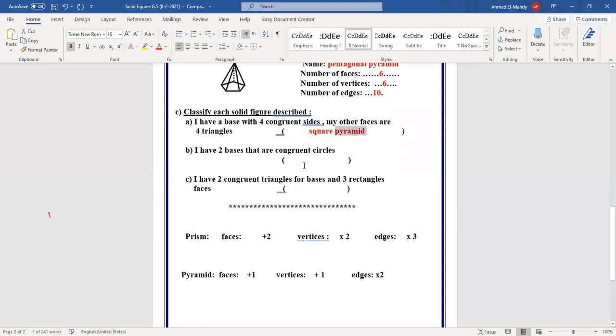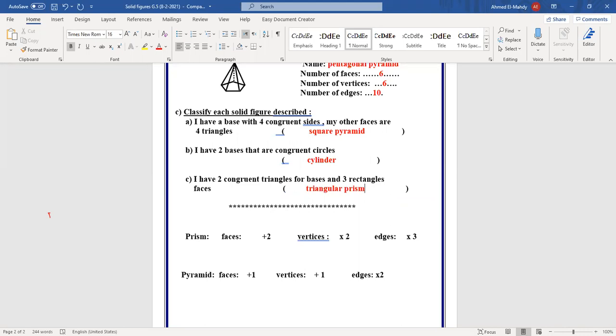What is the name of the next solid? I have 2 bases that are congruent circles. Cylinder. The cylinder has 2 circular bases. Okay, I have 2 congruent triangles. We have 2 triangles in the bases. For that, it will be a prism or a pyramid? 2 bases, prism. And the shape of the base is a triangle. Yes, it will be a triangular prism.